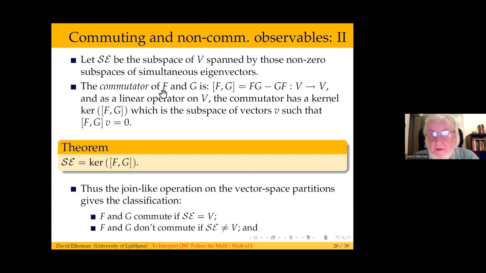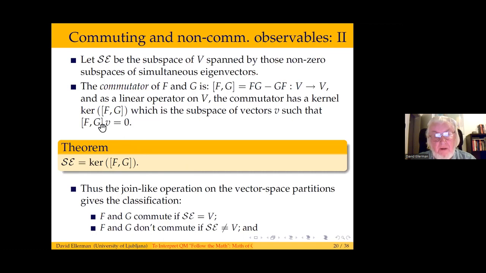Now let's look at the commutator of F and G. It's defined this way, and that's a linear operator on the space. So it has a kernel, and the kernel is the subspace of all vectors such that the commutator applied to it is zero. And the theorem is that this simultaneous eigenvector space is the kernel of the commutator. It's, of course, proven in the book or in the paper.